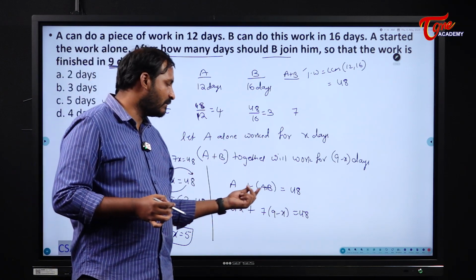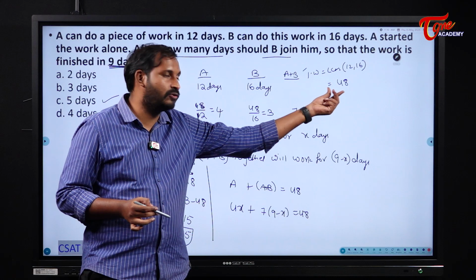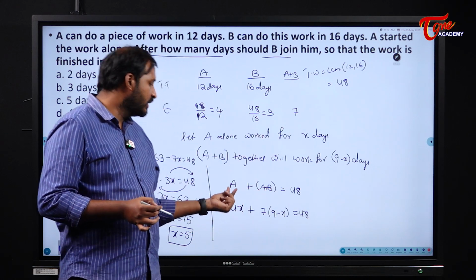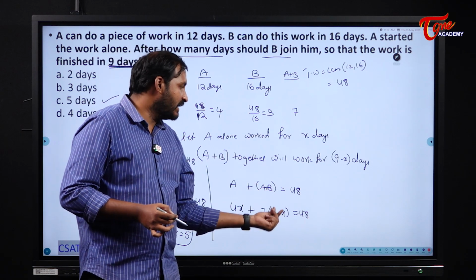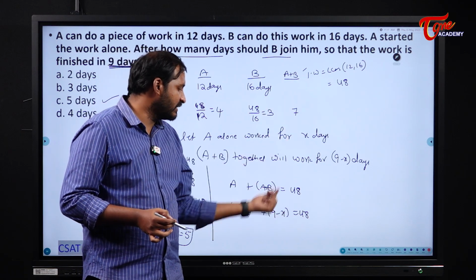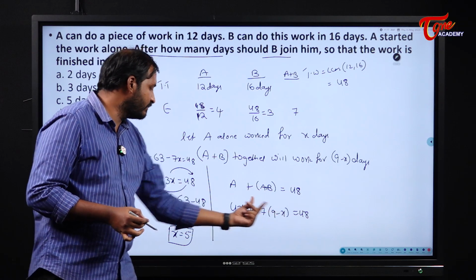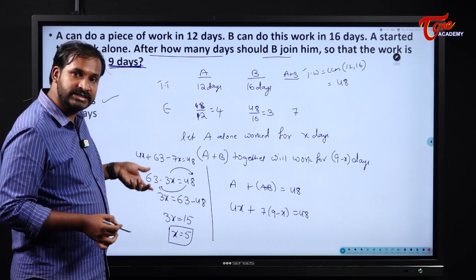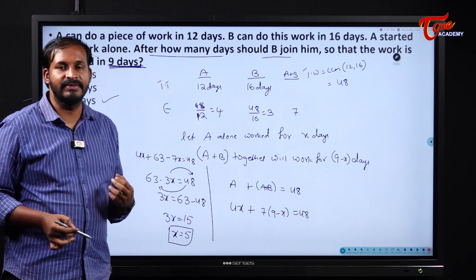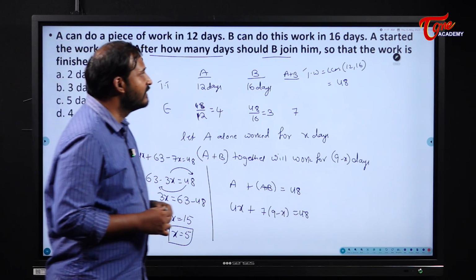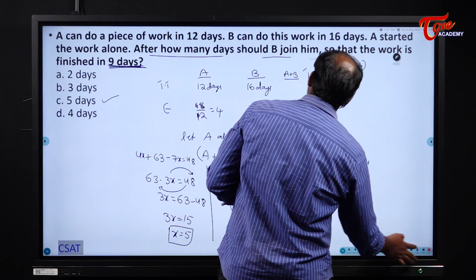So A alone work plus A and B combined work should be equal to my total work 48. So in X days A alone will do 4x work. In 9 minus X days A and B together will do 7 into 9 minus X work. This sum should be equal to my total 48, and this is just calculation, and at last X is equal to what we got? 5 days. That means A alone will work for 5 days here.